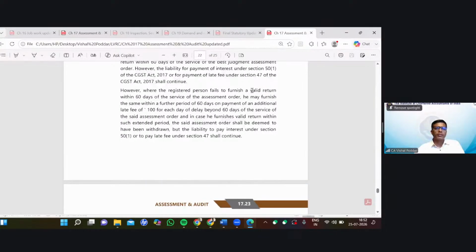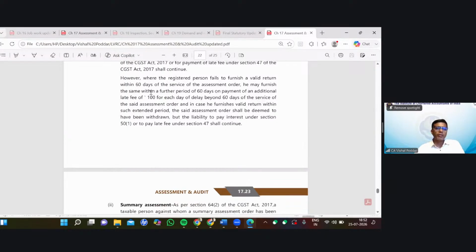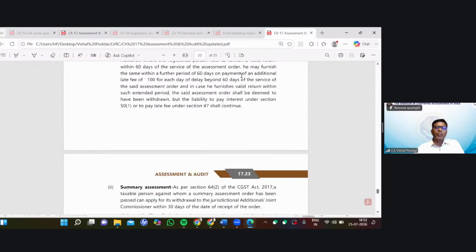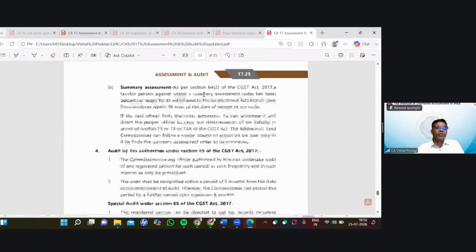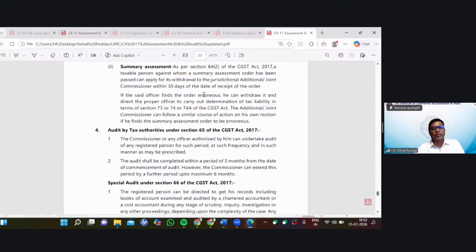Where the registered person fails to furnish a valid return within 60 days of the service of the order, he may furnish the same within a further period of 60 days on payment of an additional late fee of 100 per day beyond the 60 days of service of the order. And in case he furnishes a valid return within such extended period, again the assessment order shall be deemed to be withdrawn. Second is in case of summary assessment.